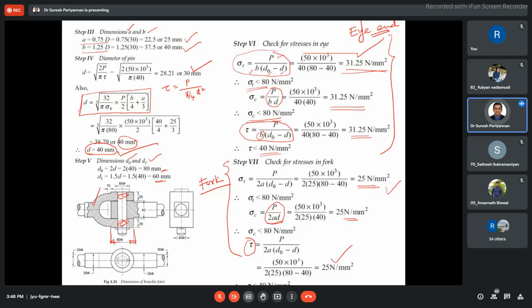So whatever dimensions we defined for the component are suitable for making the joint, and we are within the safe limit. Okay, that's all.